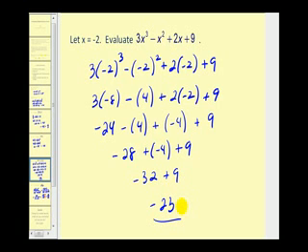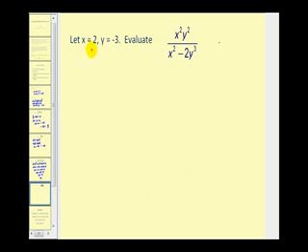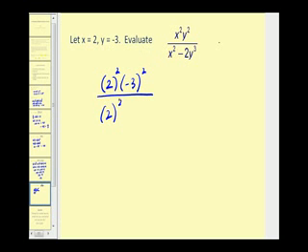Let's go and take a look at one more example. Here we have x equals 2 and y equals negative 3. So the numerator will be 2 squared times negative 3 squared over x squared, which would be 2 squared, minus 2 times y to the third will become negative 3 to the third. So what we'll do here is evaluate the numerator and denominator separately, and then lastly simplify the fraction.